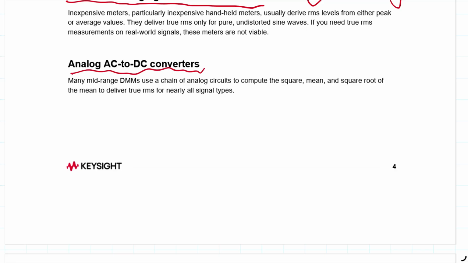Another way is to use analog AC to DC converters. If we remember the RMS definition, it's just some mathematical manipulation. You can use op amps or exploit the nonlinearity properties of transistors or diodes. For example, you can do the multiplication, like a square. You can use a capacitor to do the averaging and use the nonlinearity of the transistor to do the square root. So you can purely use analog devices to calculate the RMS.